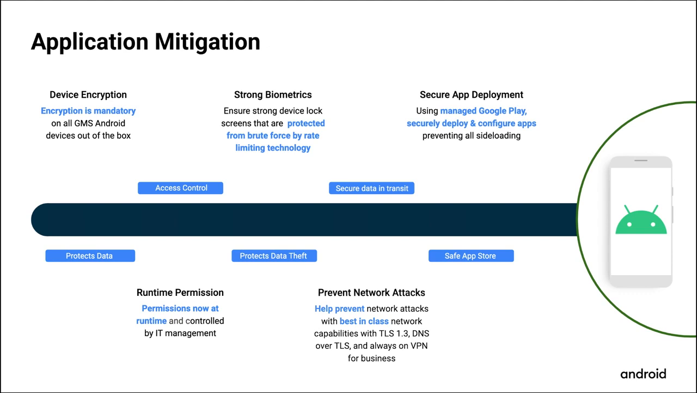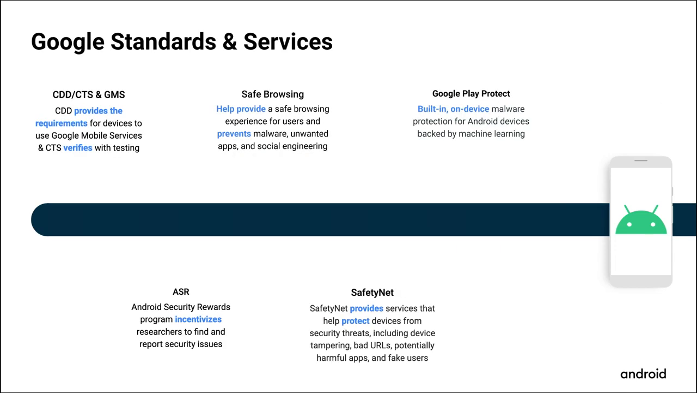Now, these are just a few of the application mitigations, right? There's many more, but this kind of gives you a sense of how hard it is to even get a piece of malware exploit on a device with strong application controls. Finally, we come to the Google standards, right? So every device that is on the planet today that has Google mobile services, we mentioned earlier the CDD, which is the compatibility definition document, and CTS, which is the compatibility test suite.